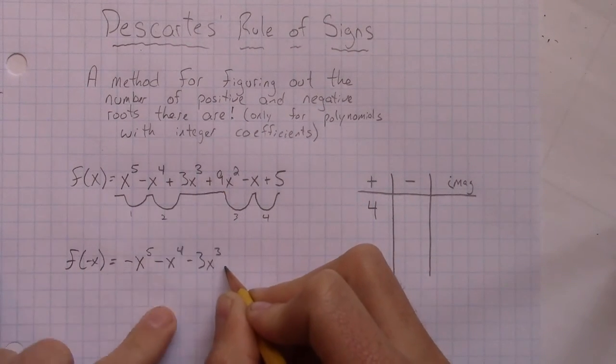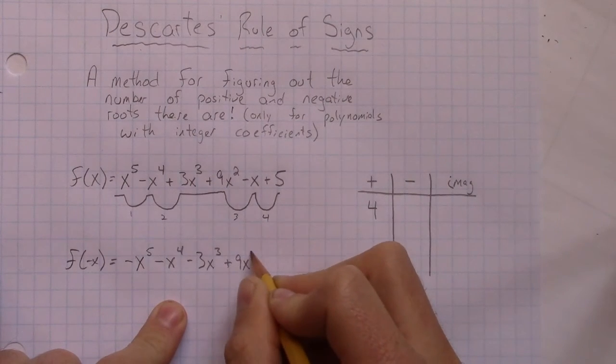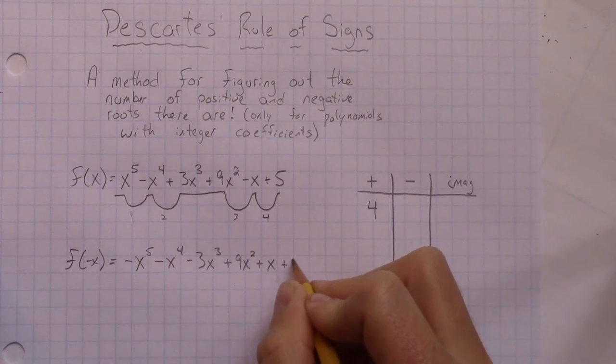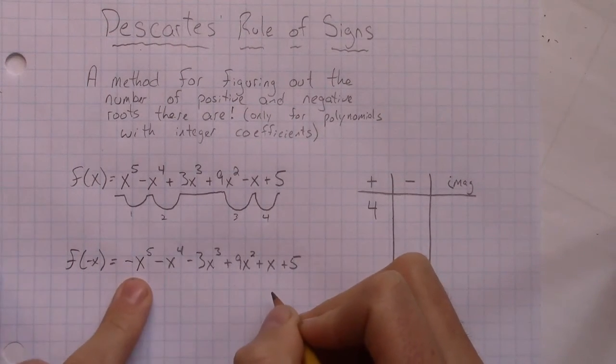Then this is even power that's going to stay the same. And then this one's going to change, right? So that's going to be plus x, and then plus 5 stays the same. All right? So now I do the same thing.